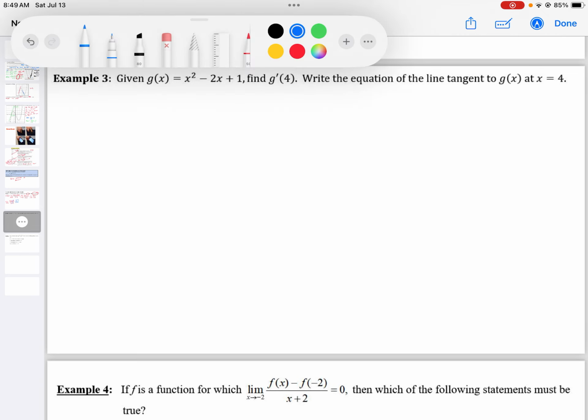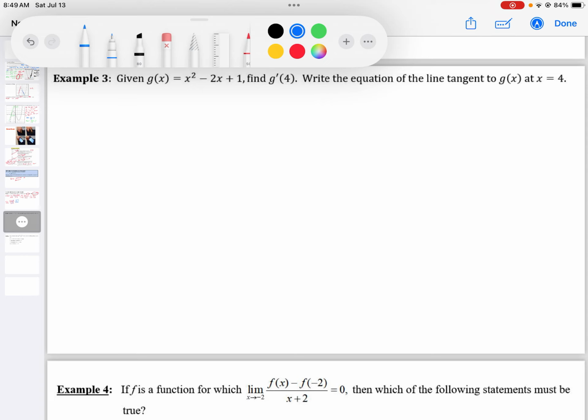All right, two more examples. Next page. Given the g function, x squared minus 2x plus 1, it's a quadratic, so the slope of the tangent line is not going to be the same everywhere. Find g prime of 4 and write the equation of the tangent line to g of x at x equals 4. This is something that's going to come up over and over.